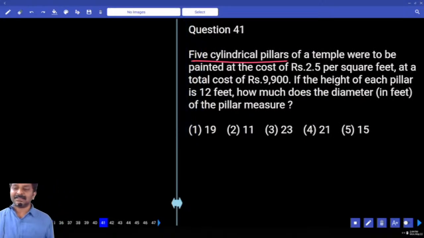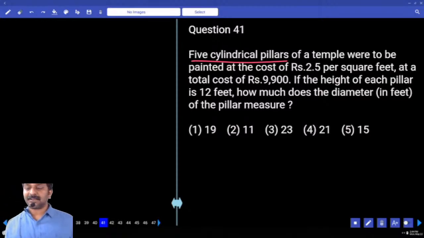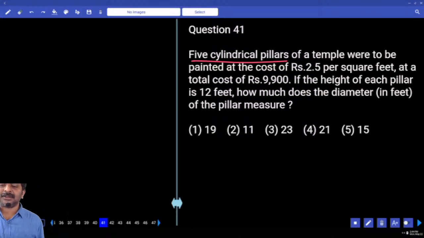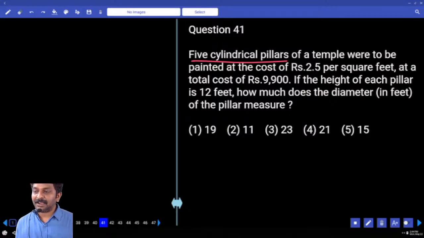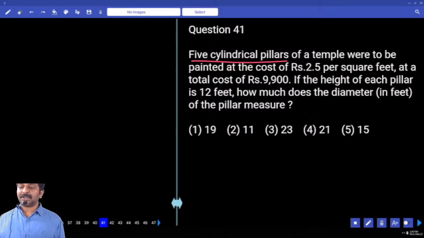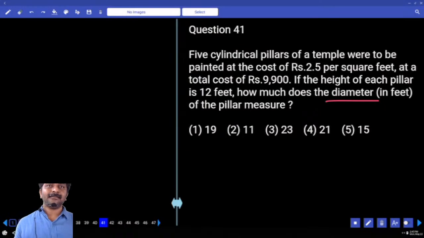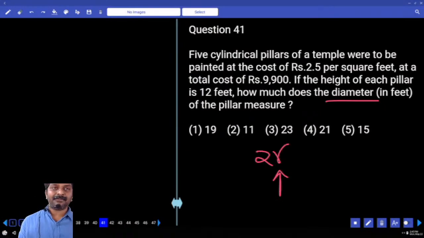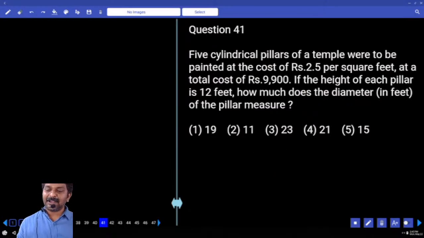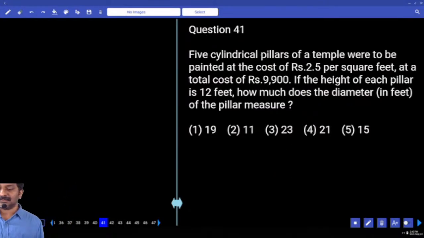5 cylindrical pillars of a temple were to be painted at the cost of 2.5 rupees per square foot at a total cost of 9,900. If the height of each pillar is 12 feet, how much does the diameter of the pillar cost? The question is about diameter, correct? That means 2R only. R is always a multiple of 7, so the answer must be a 7 multiple. How many options are there? That has to be your answer.